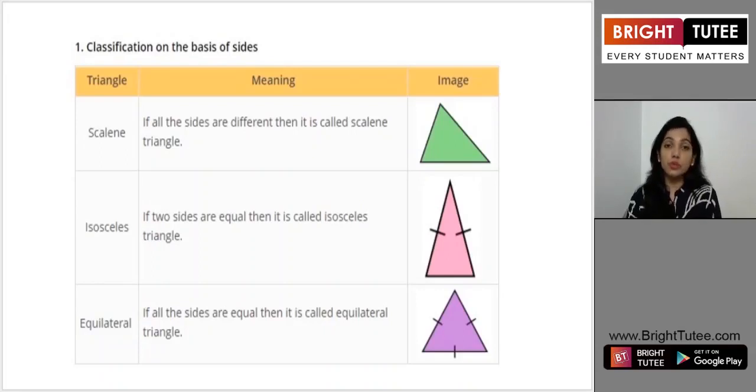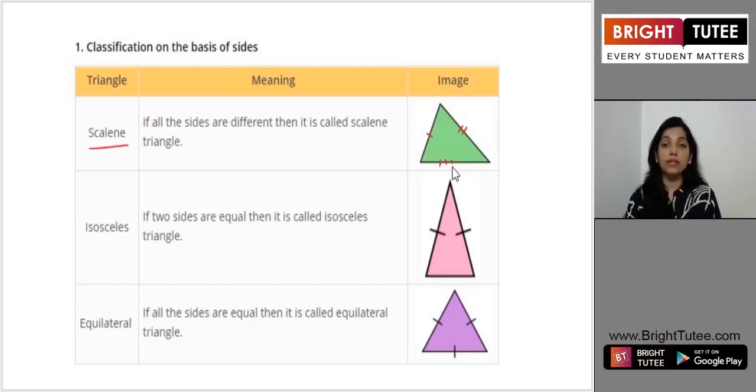The first one here is scalene. Be careful with the spelling of the word scalene. The meaning of this word is that if all the sides are different, then it is called a scalene triangle. This is the first type of classification that is given in the image. All three sides are of different measure, and thus this kind of triangle is called a scalene triangle.